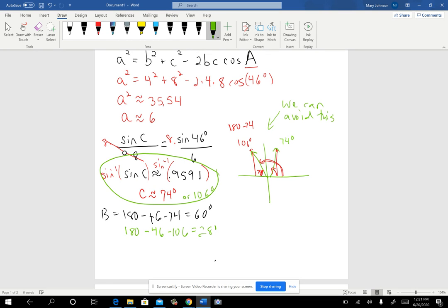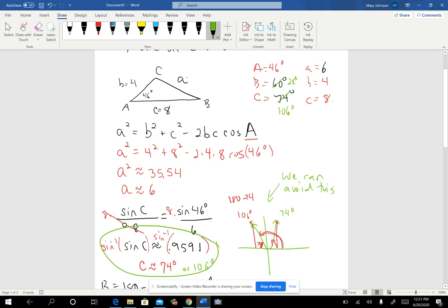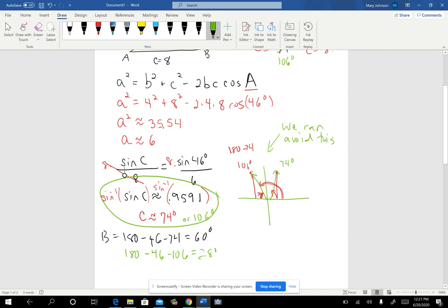We can avoid this situation by doing this instead. The reason I got caught on this one is I just kind of randomly picked C to go on and use the law of sines with. So the idea is, well, don't just randomly pick something. Think about it a little bit and try to avoid this, okay?